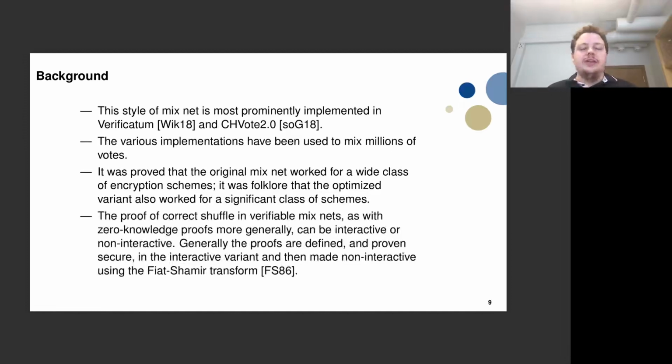And the other thing that I want to mention in background is that proofs of shuffle, as with most sorts of zero-knowledge proofs, can either be interactive or non-interactive. And generally the proofs are defined and proven in the interactive variant and then made non-interactive using the Fiat-Shamir transform. I'll talk a bit more about that later.